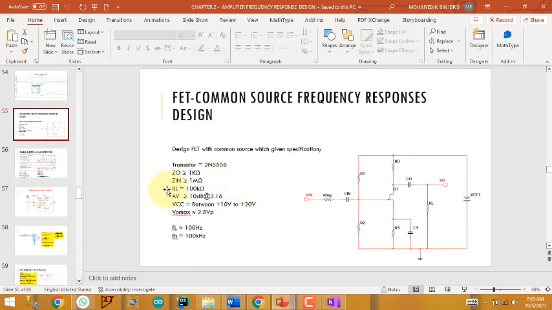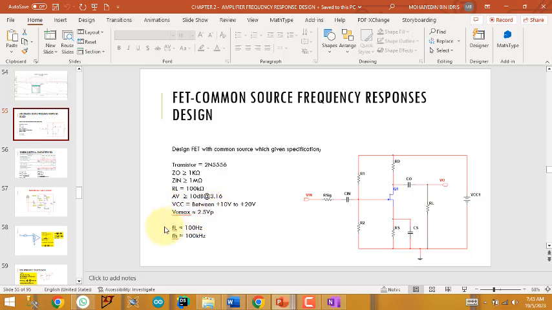This is the specification we need to obtain, where our Z out should be greater than 1 kilo ohm, Z in should be around 1 mega ohm, RL we set at 100 kilo ohm, AV we need more than 10 dB or 3.16. VCC we set between 10 to 20 volt, and this is for the VO max.